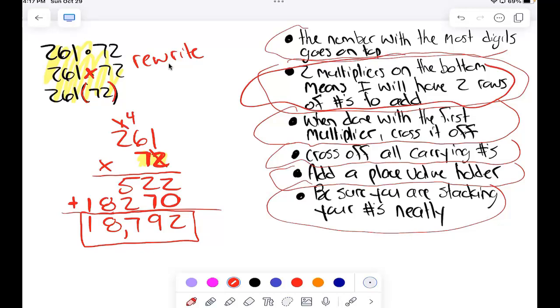Going back up here to this bullet right here, it says 2 multipliers on the bottom means I will have 2 rows of numbers to add together. And look at here, I had 2 rows of numbers to add together.